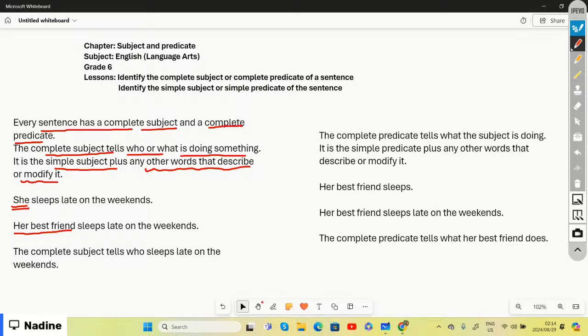And if we look at both of those sentences, both of the sentences have complete subjects because they tell us who sleeps late on the weekend. It's either just the subject, which is she or the person's name, or any other words that describe or modify it, which is her best friend.